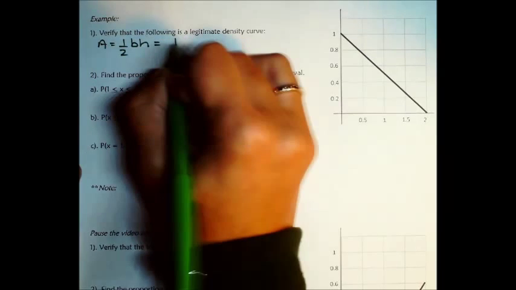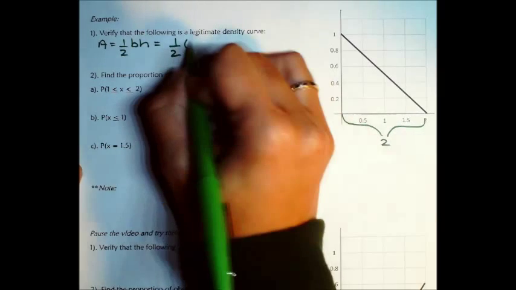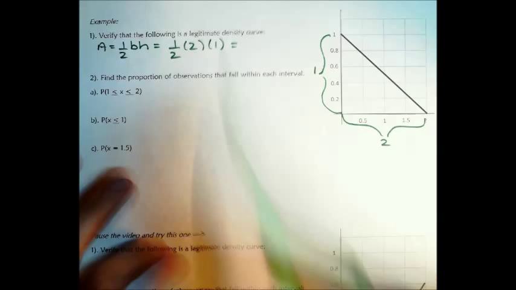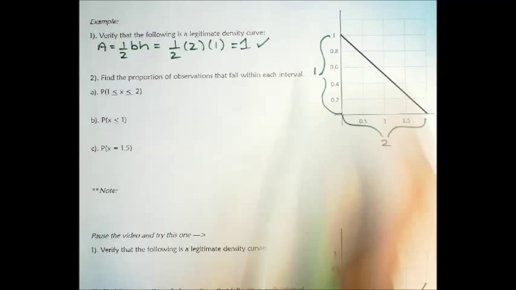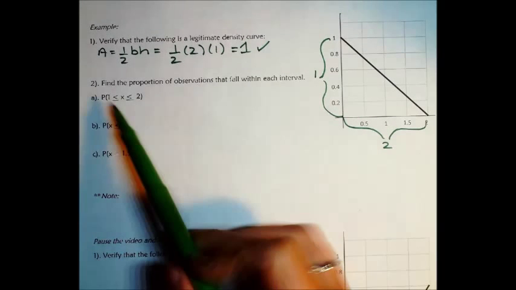In this case, our base is from here to here, 0 to 2, so our base is 2. Our height is from here to here, which is 1. And 1/2 times 2 times 1 is 1, so we have a legitimate density curve. Next we want to find the proportion of the data that is between 1 and 2.